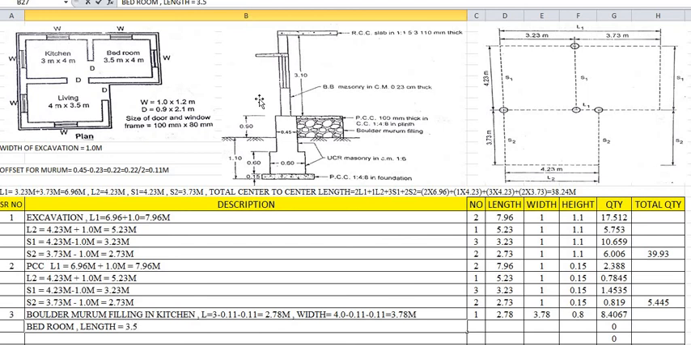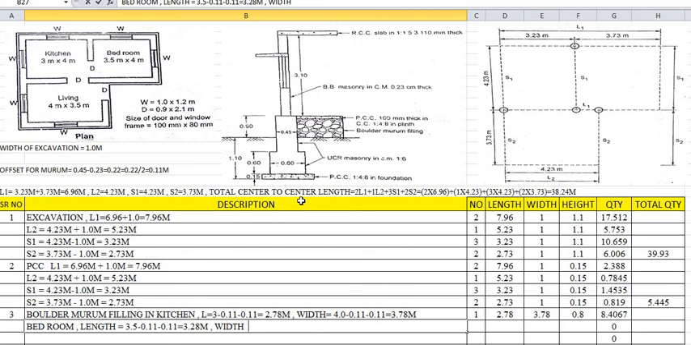So 3.5 minus the inner and outer offsets, that is 0.11 minus 0.11. After subtracting, 3.5 minus 0.11 twice, that is 3.28. So 3.28 is nothing but the length. Okay. In the same way we have to calculate the width in the case of the bedroom.